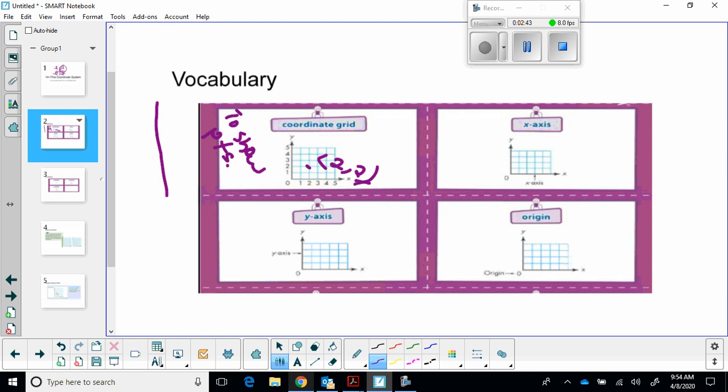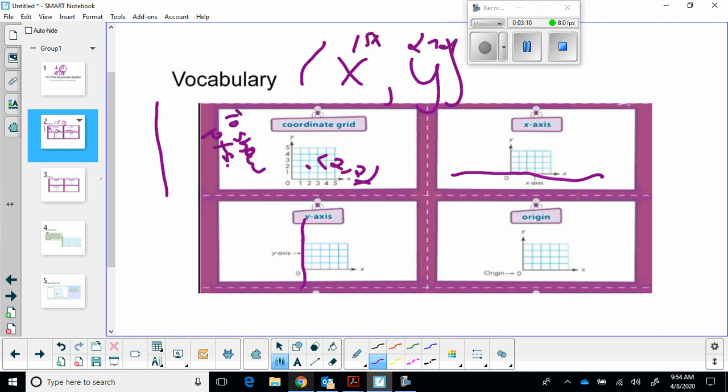Our next vocab word is x-axis. And the x-axis is the horizontal line on the coordinate grid. The y-axis is the vertical line on a coordinate grid. Now remember, we always do x and then y. Think of the alphabet, x, y, z. X always comes first and y is always second. Origin is where the 2 axes intersect. Where y and x intersect is called the origin.